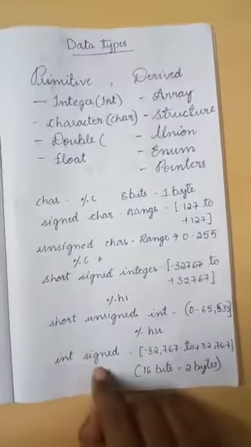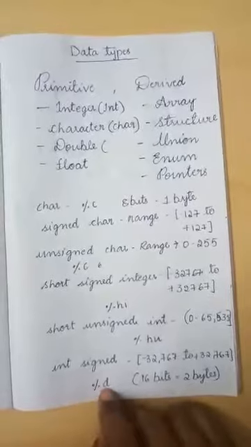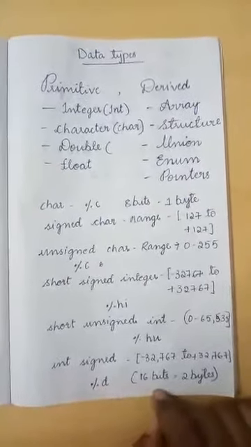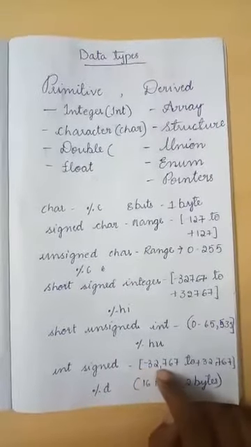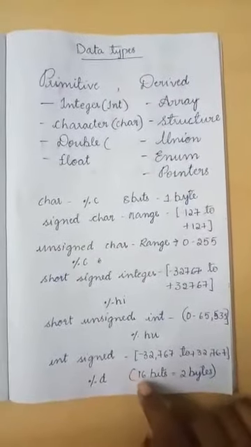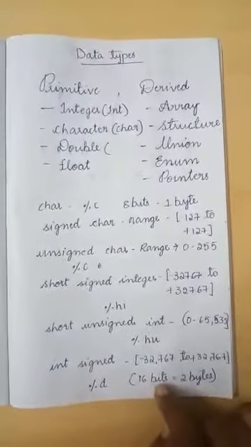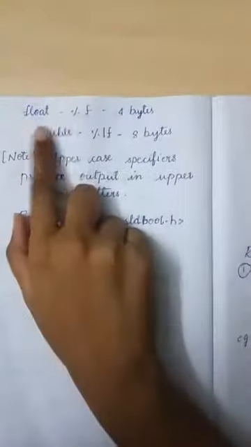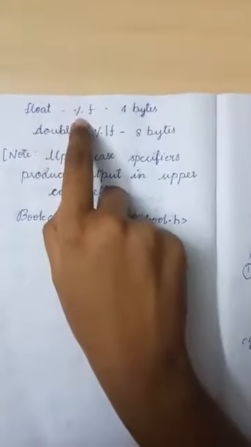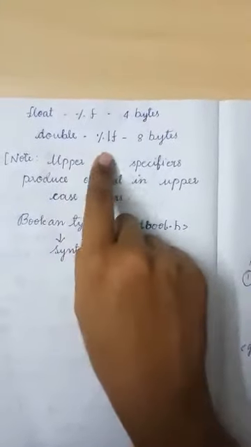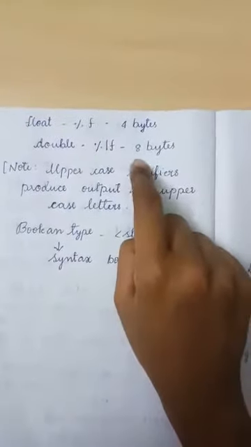And int signed, its specifier is %d. It stores values between -32,767 to +32,767, and the storage of this is 2 bytes, that's equal to 16 bits. And we have float. Two more data types are float and double. Float specifier is %f and its storage is 4 bytes, and double is %lf and its storage is 8 bytes.